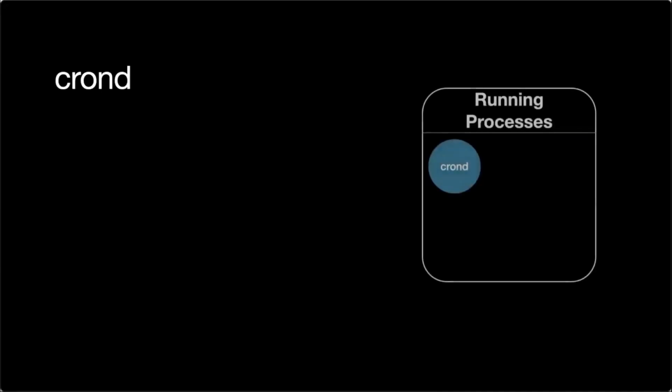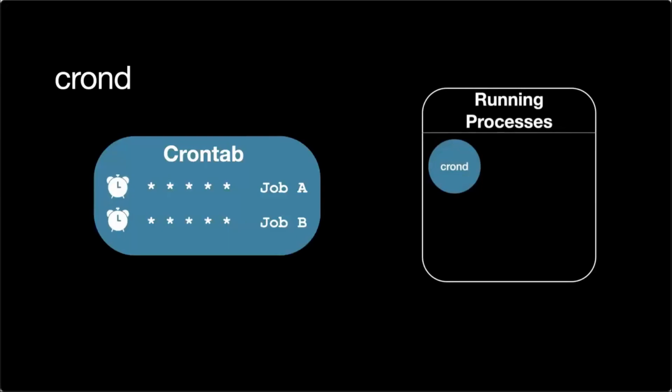Finally, we have the cron daemon, crond. So what is a daemon? This is a background process. If you remember from our description of cron jobs, they have a schedule. So on this schedule, when it's time to execute a job, crond will spawn a child process to execute it. So now you know all about cron.